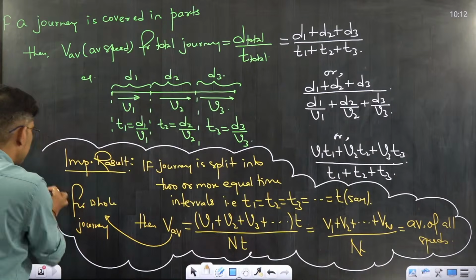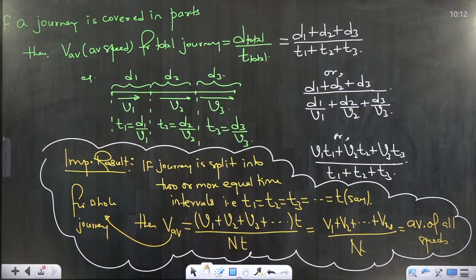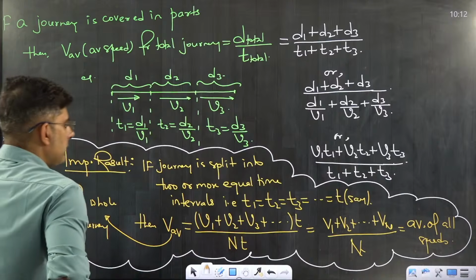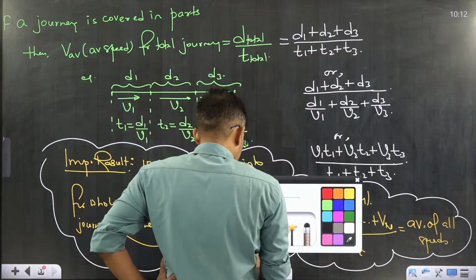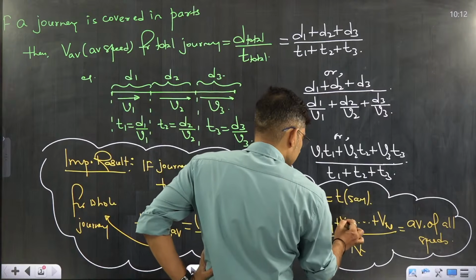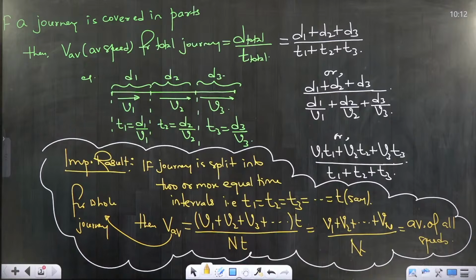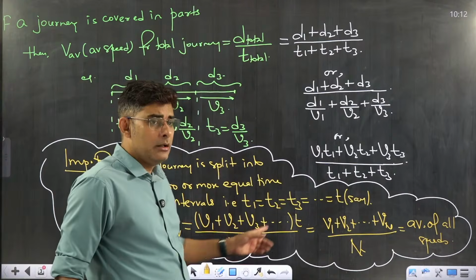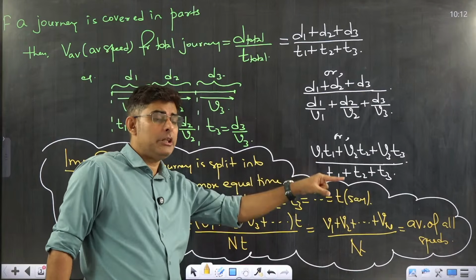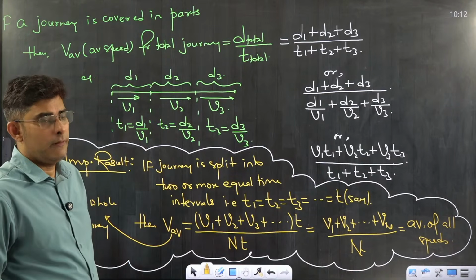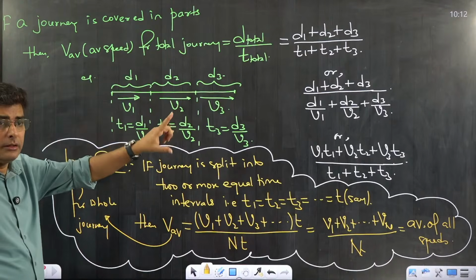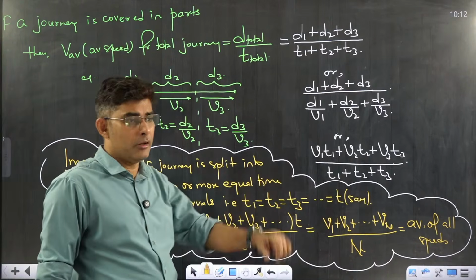So when you split a journey into equal time intervals, you can take the average of all the speeds, that is V1 plus V2 plus V3 plus V4 and so on up to Vn, divided by n. You cannot use it in all cases, only when you can see that times are equal. And whatever I have written over here for speed, the same thing I can use for velocity.